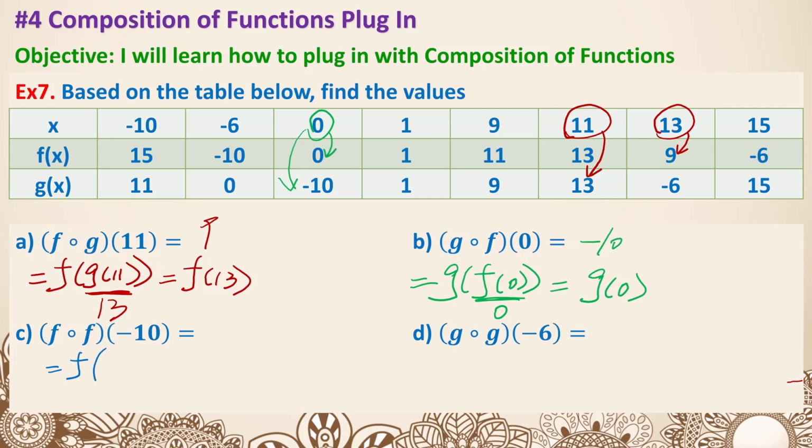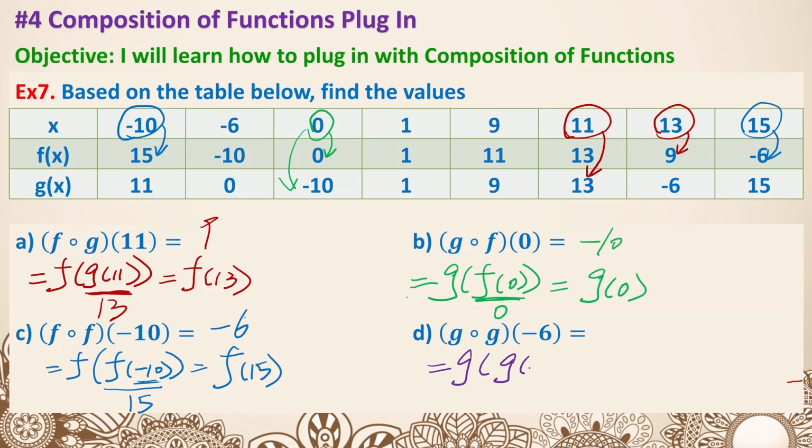Moving on, f of f of negative 10. First start with negative 10, and then you're looking for the f, which is a 15. And then replace that. We're looking for f of 15 now, so 15, the f is going to be negative 6. Last one, g of g of negative 6. So you're looking for negative 6 first. The g is going to be a 0. So the whole thing now becomes g of 0. Go to 0, and the g for 0 is negative 10. There you go. That's D.